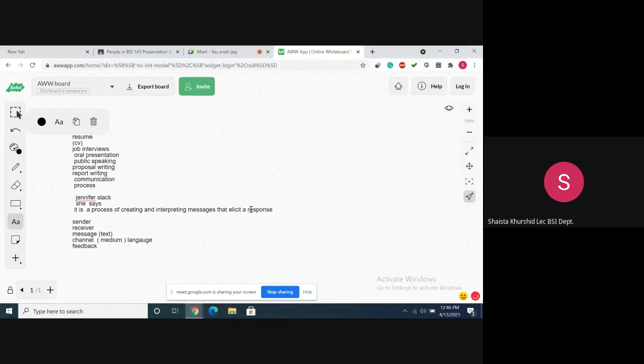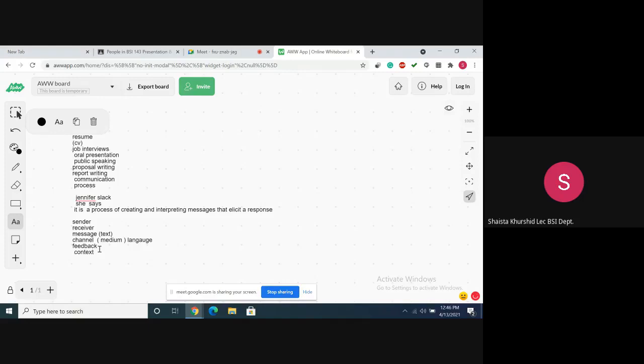Feedback, we can see it is a response. So response is the feedback. And then we have another, we have these 5 components as the components which are involved in the process of communication, but there is an external component which affects this process greatly, and that is the context.